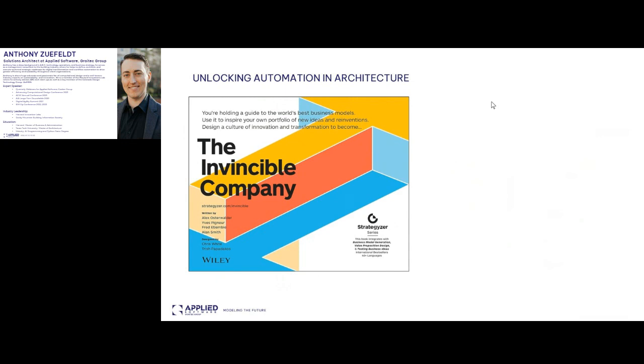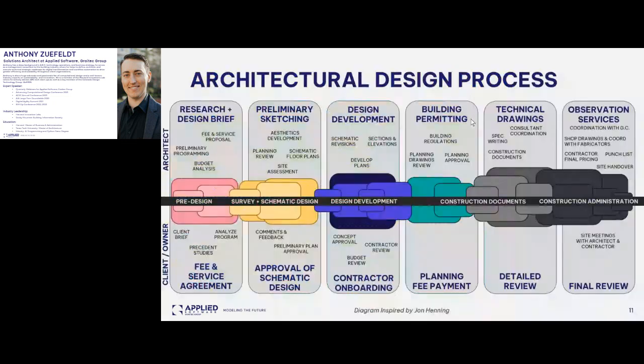So what I want to do is take you guys through my process of how I think about unlocking automation in architecture. And where it starts for me is really in recontextualizing the project lifecycle. When we think about architecture as a design process, we really get into a 6-stage sequence.